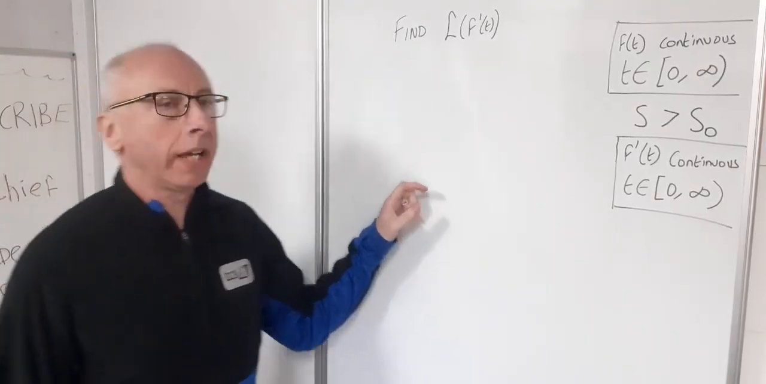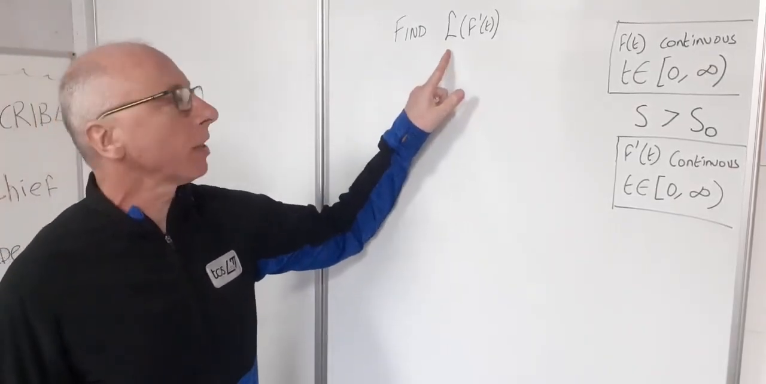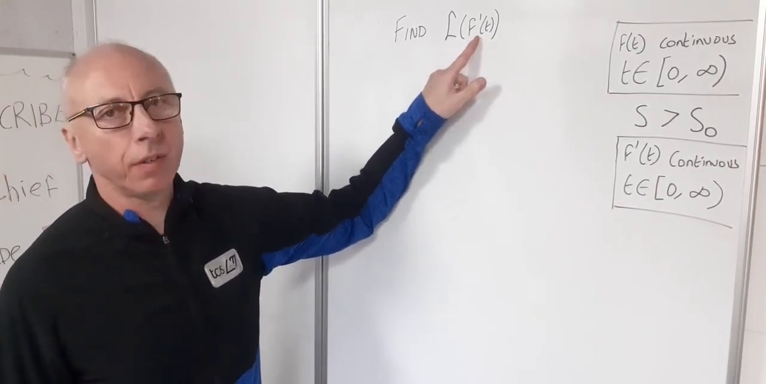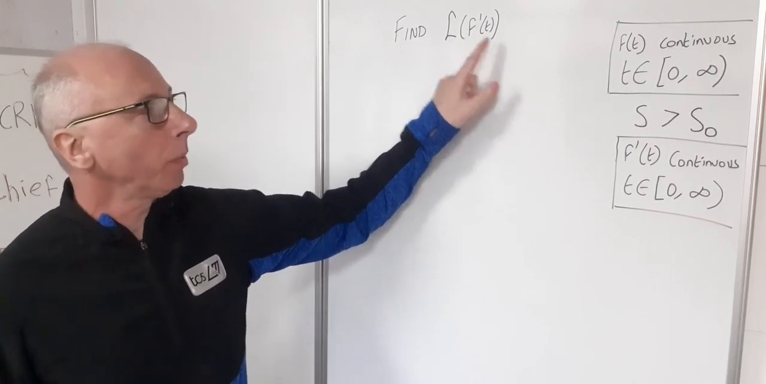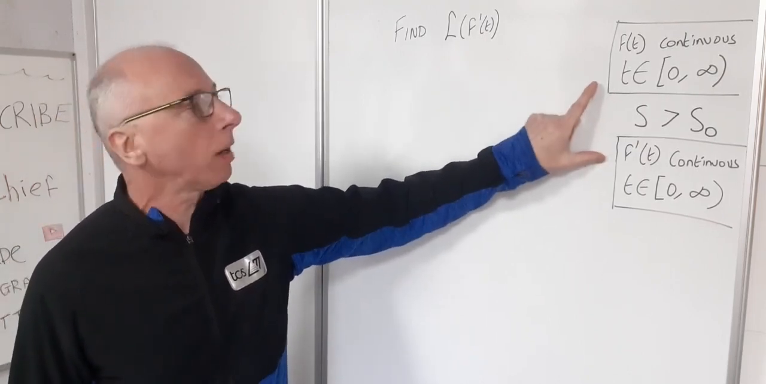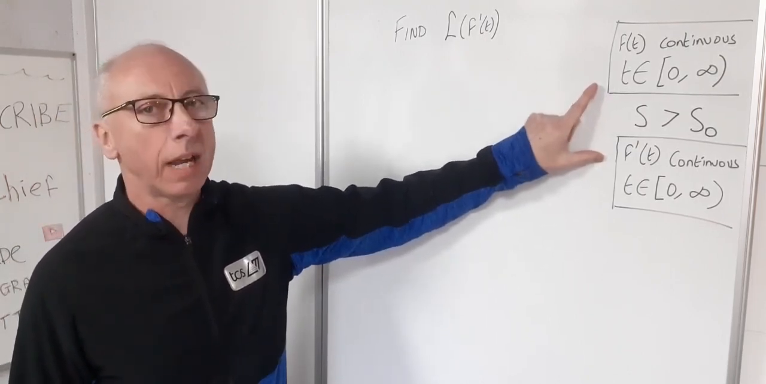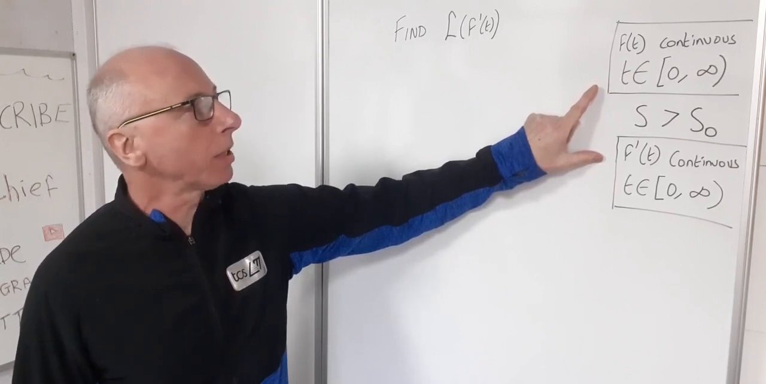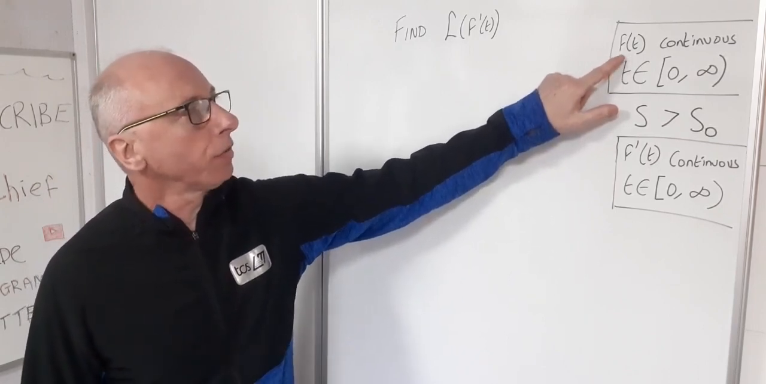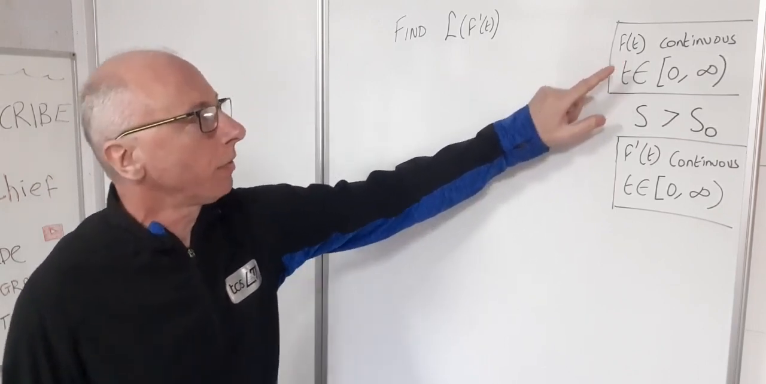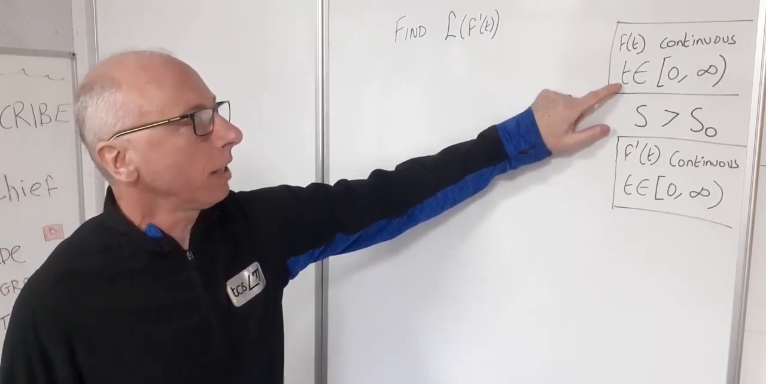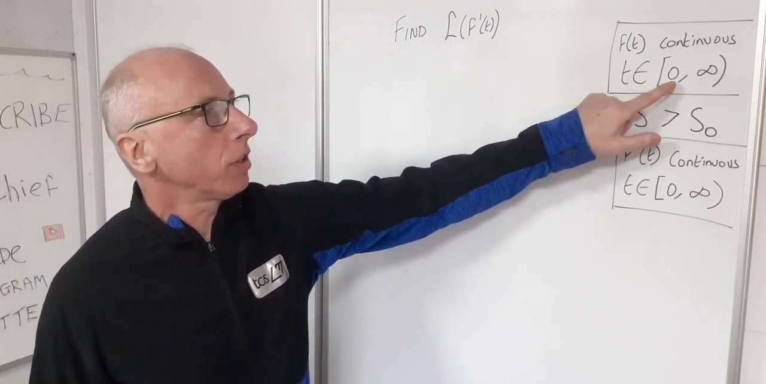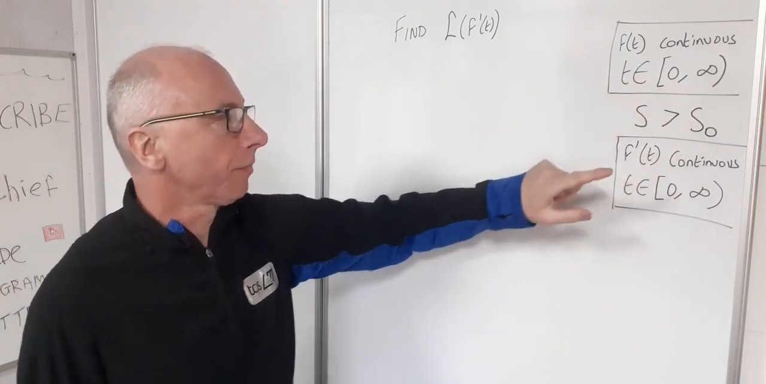So what we're going to have a look at here is to find the Laplace transform of the derivative of our function with regards to t. Now there's a couple of rules I've set here to help us with this, so we can have this as a valid representation. Our function, first of all, is continuous. It's what we need for our Laplace to start with. And our t is in the range of 0 to infinity.